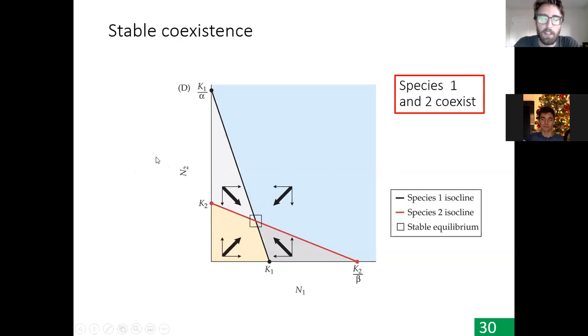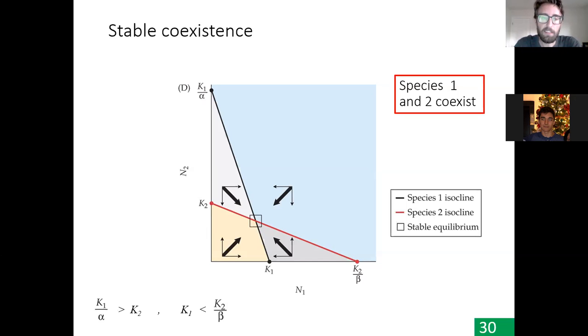Okay, so the final outcome from these Lotka-Volterra models is this scenario here. Here we have the isoclines intersecting again. We've got the relative values of the intercepts such that K1 over alpha is greater than K2, and K1 is less than K2 over beta. And so here we have the species isoclines crossing again, but crossing in the other orientation.